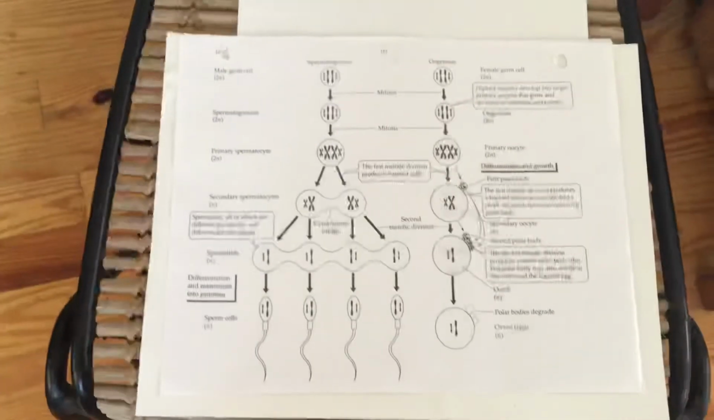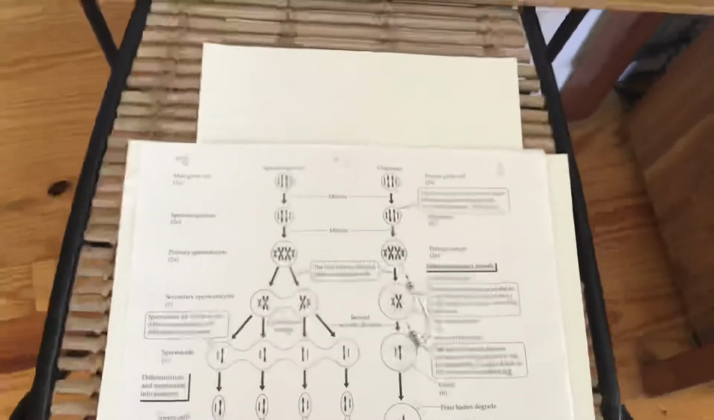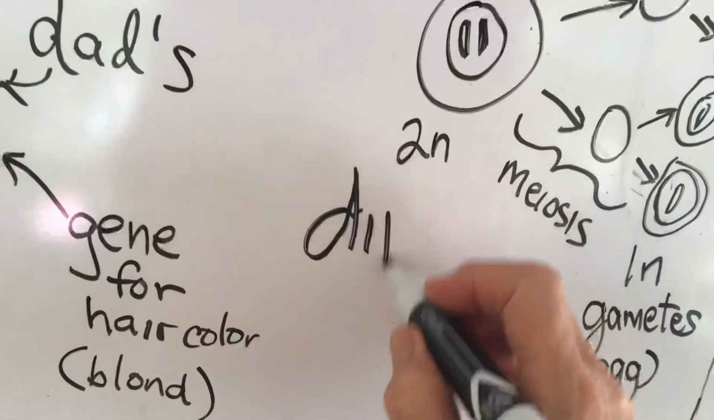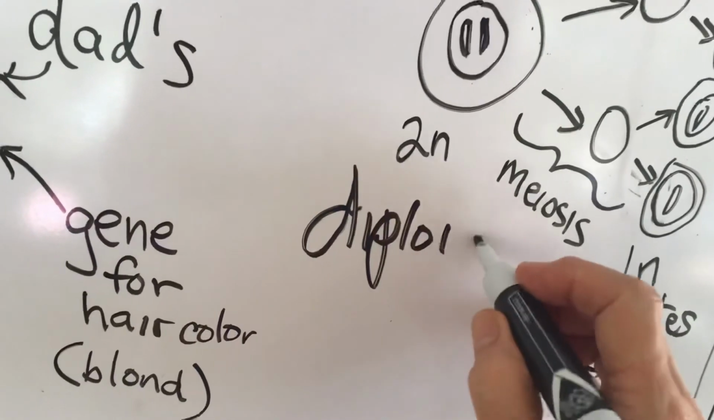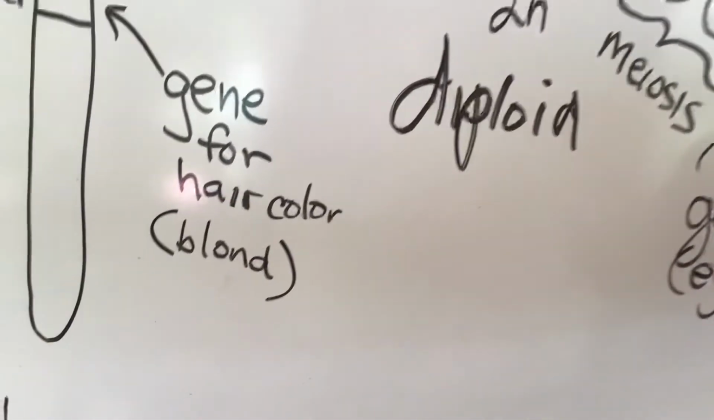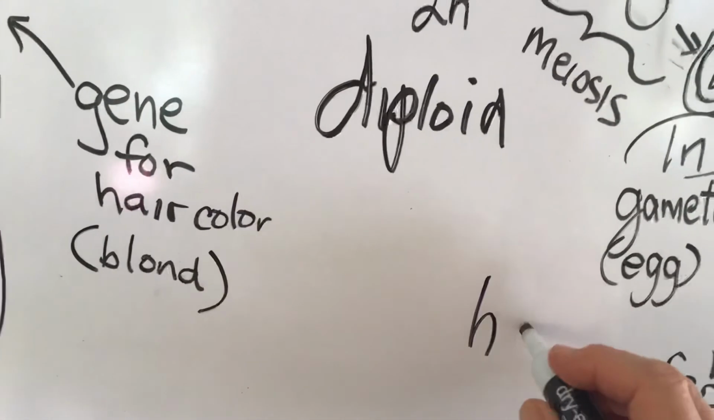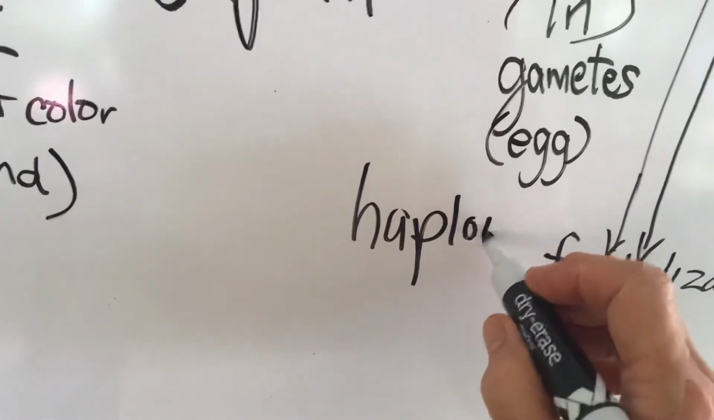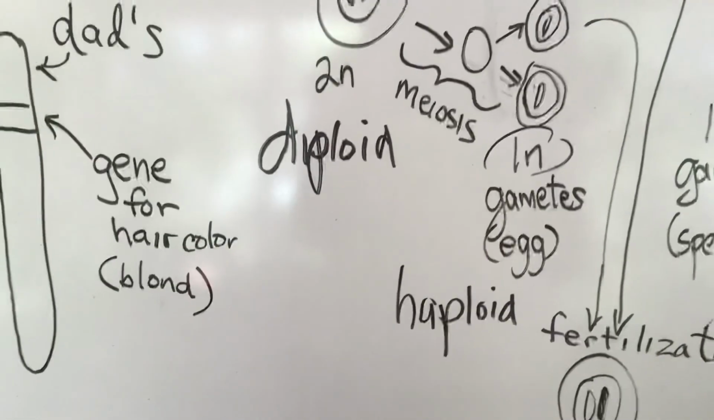All right, let me write the terms diploid and haploid on the board. I forgot to do that. 2N is called diploid. That means it has one chromosome from each parent. And 1N, that is this, is called haploid. It's hard to hold and write at the same time. Sorry, guys. All right, so diploid and haploid.